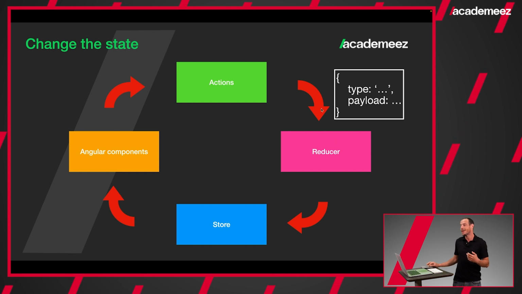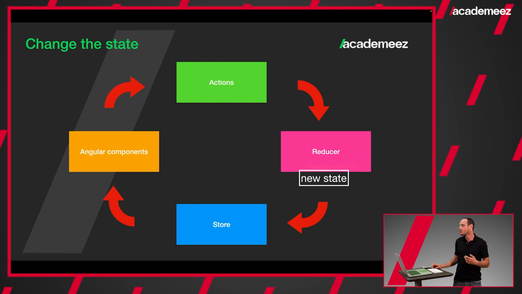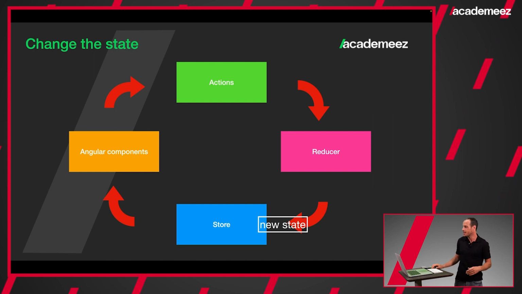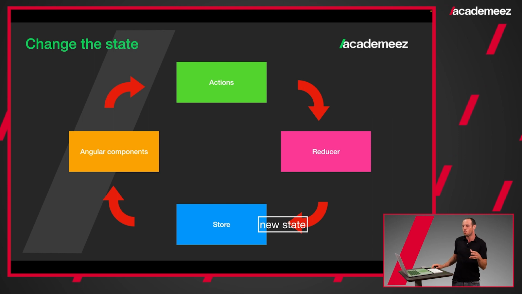So an additional event might have additional data, which is stored in the payload. The action is then passed to a reducer, which decides how to create the new state. A reducer gets the current state and the action, and it will decide what the new state is. So this is the flow of changing the state, which is a bit more complicated than reading the state.